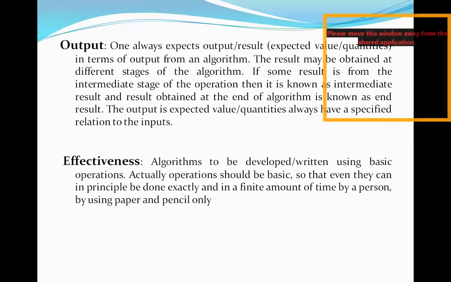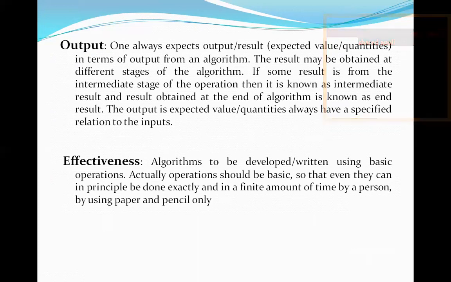Output: one always expects output, expected values in terms of output from the algorithm. The result may be obtained at different stages of the algorithm. If some result is from the intermediate stage of the operation, then it is known as an intermediate result. And the result obtained at the end of the algorithm is known as the actual result.